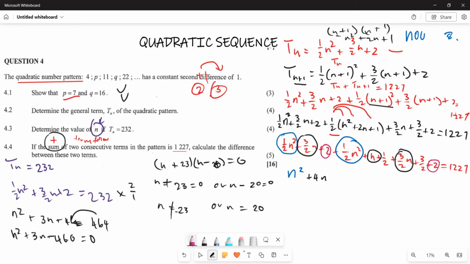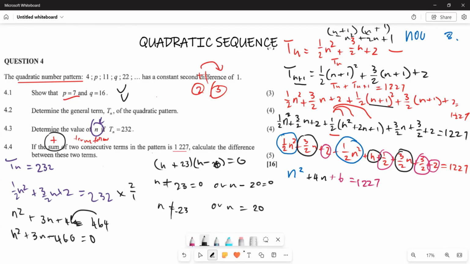Then we also have 1 over 2 here, right? This is also going to be 1 over 2. What else do we have? Remember, we have 2, 1 over 2, 3 over 2, and then plus 2. So when you add all of these, this gives you plus 6, which is equal to 1227. Now that we have that, let's continue.